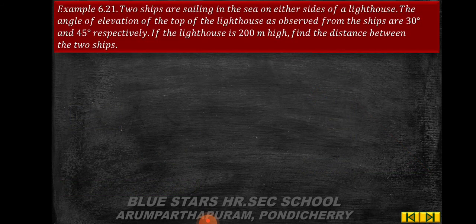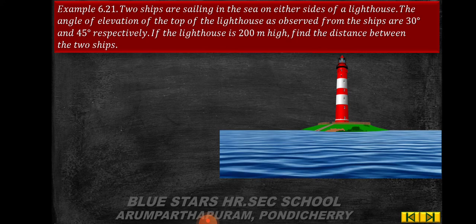Next one is example 6.21. Two ships are sailing in the sea on either side of a lighthouse. The angles of elevation of the top of the lighthouse as observed from the ships are 30 degree and 45 degree respectively. If the lighthouse is 200 meter in height, find the distance between the two ships.